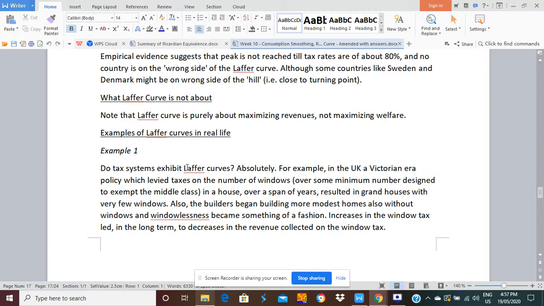People just changed the way they built houses. Especially if you think about building multiple story houses, even multiple story houses have more square meters.